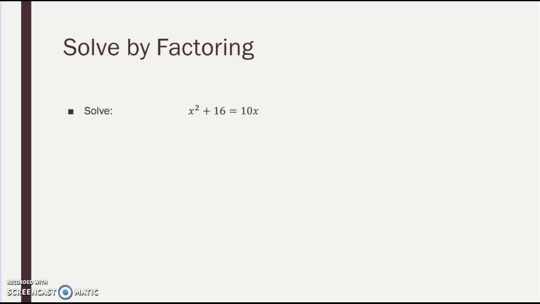So now I'm going to do that for this one. We've got x squared + 16 = 10x. Before I can solve it in any way, whether it's quadratic formula or factoring, I've got to get it set equal to 0. So I'm just going to move the 10x over. That cancels. It doesn't combine with anything on this side. So I've got x squared - 10x + 16.